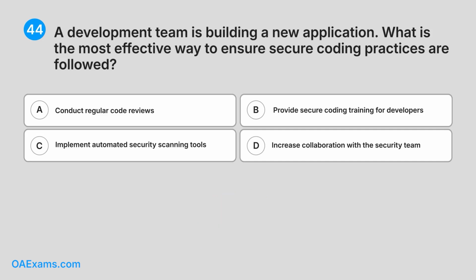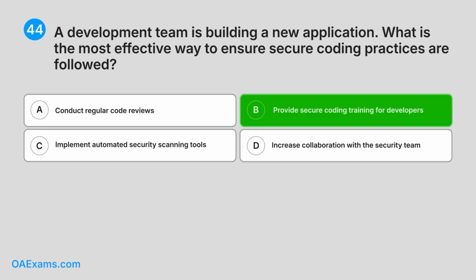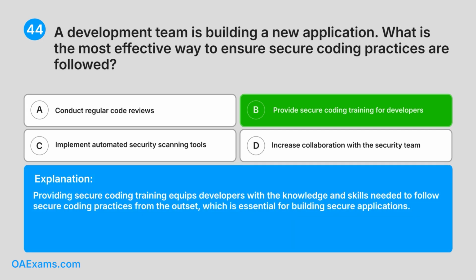Correct answer. B. Provide secure coding training for developers. Explanation. Providing secure coding training equips developers with the knowledge and skills needed to follow secure coding practices from the outset, which is essential for building secure applications.